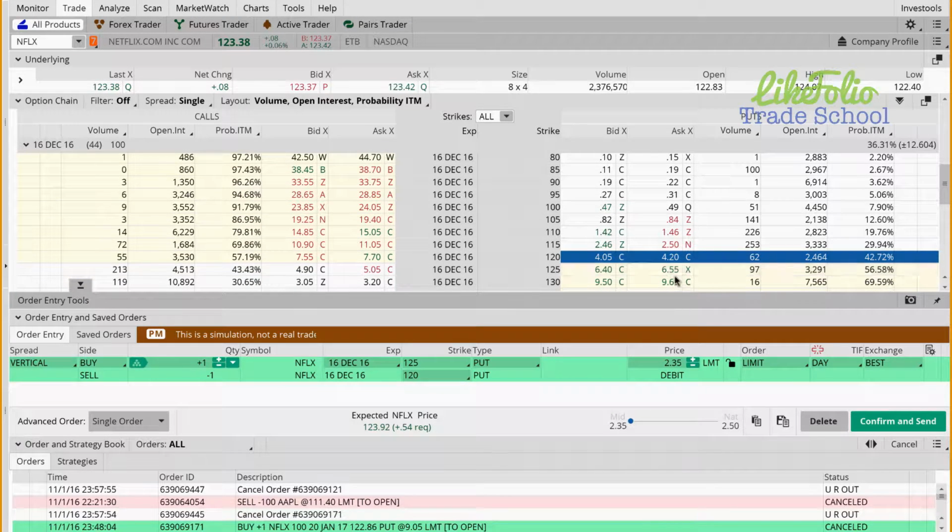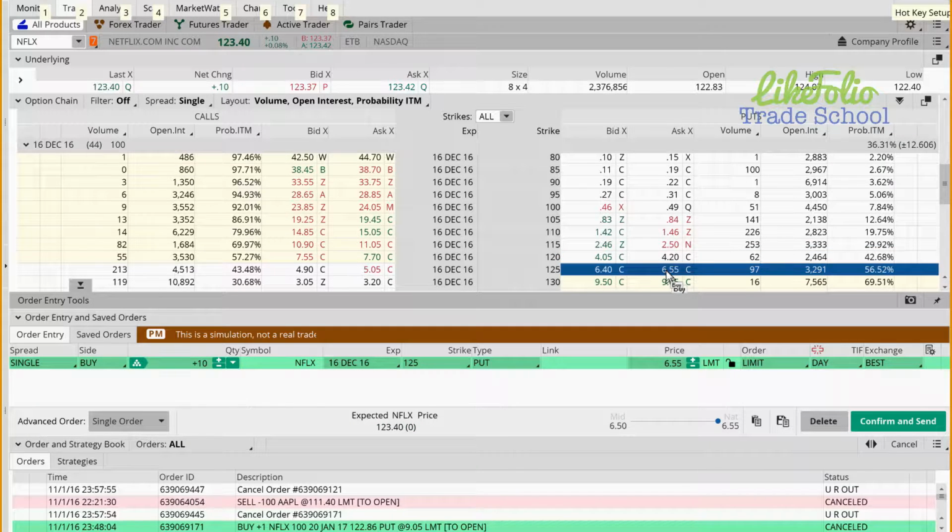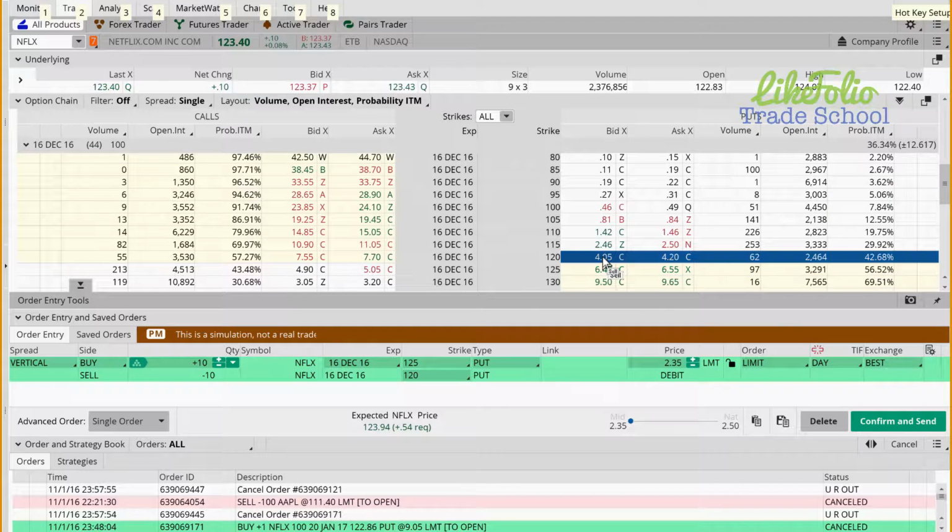What I did there was I left clicked on the ask. So let me just redo that. Left click on the ask, hold the control key on your keyboard, and left click on the bid of the 120s. And then that brings it down there and creates this vertical. So we're going to do one spread.